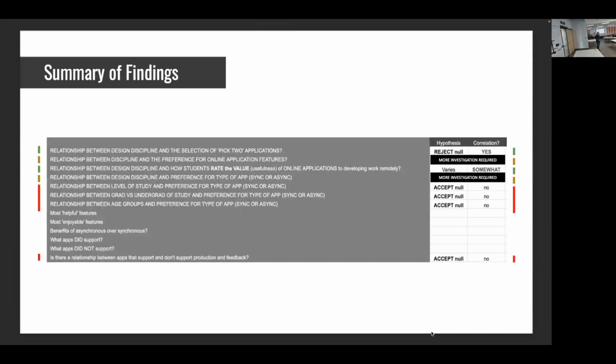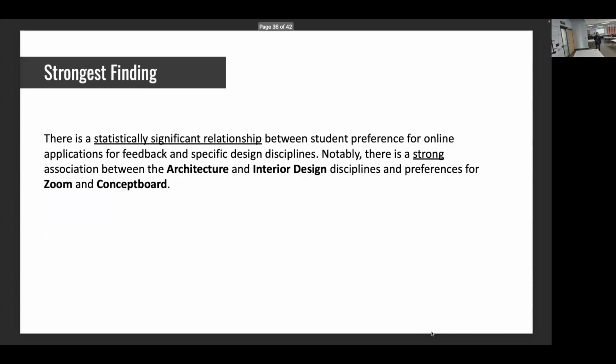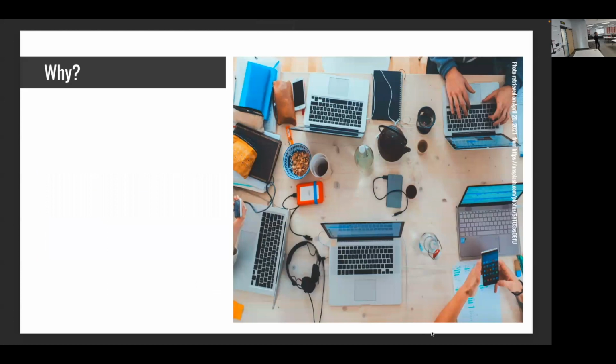This is the summary of my findings right now. It goes through everything. There's also some qualitative data in there that I've yet to really dig into. The strongest finding is this: there is a statistically strong relationship between architecture and interior design and preferences for Zoom and Concept Board. Why? Well, I'm still figuring that out.